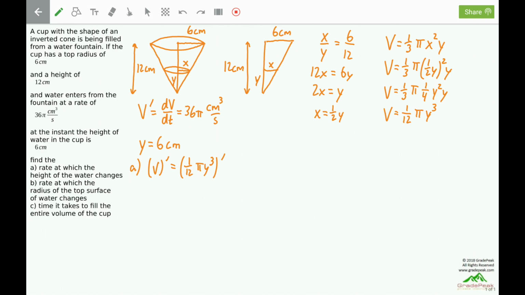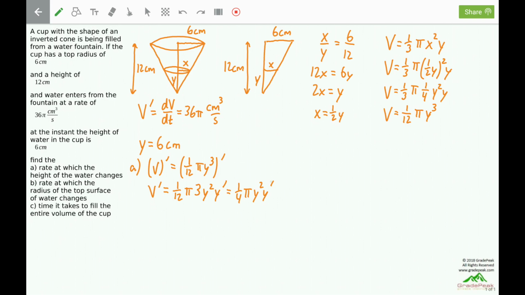On the left side, the derivative of v will be 1, but then times v prime due to the chain rule. On the right side, we have a power rule. So we have the 1/12, we have the pi. We'll bring the power down, subtract 1 from it, and then multiply by the derivative of the inside, which will give us a y prime. The 1/12 and the 3 can multiply to become 3/12 or reduce down to be 1/4. And we have 1/4 pi y squared y prime.